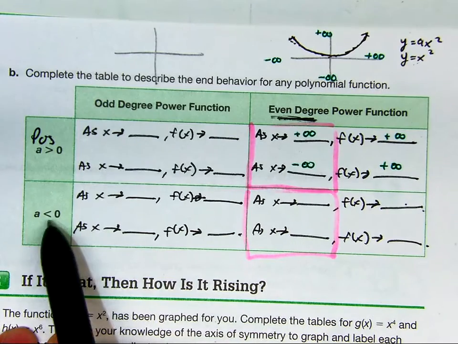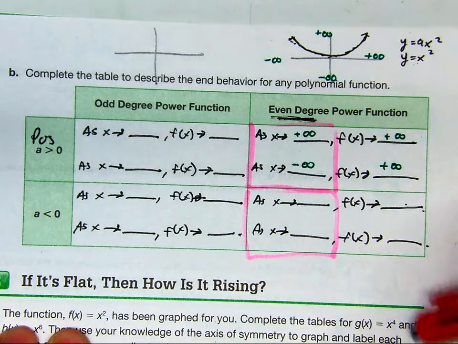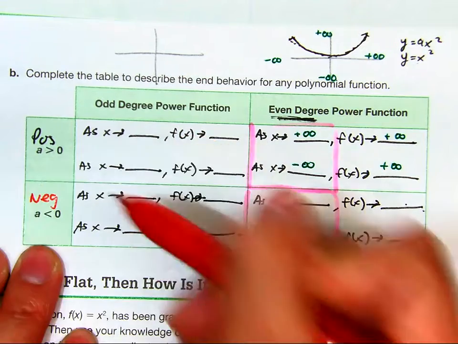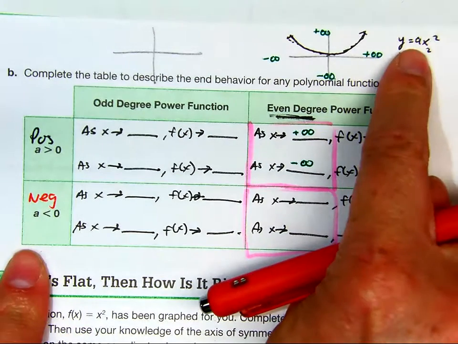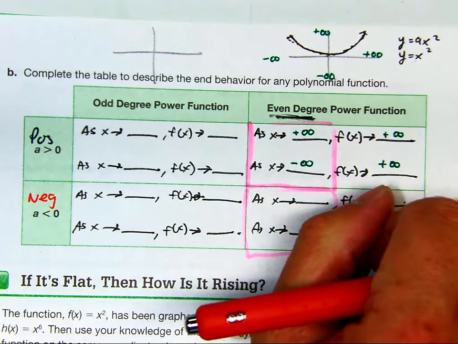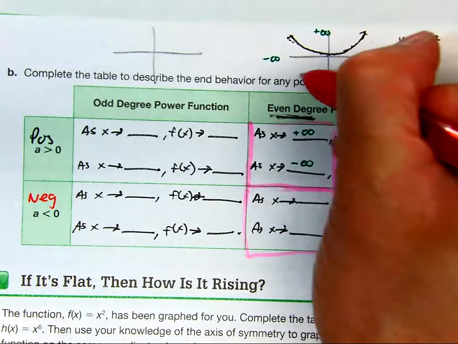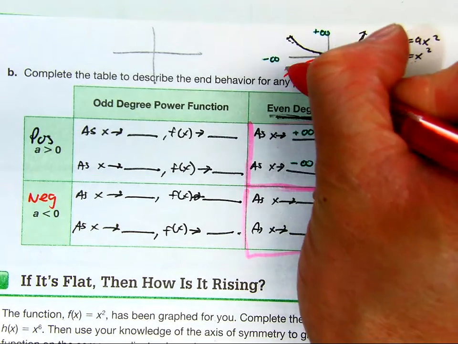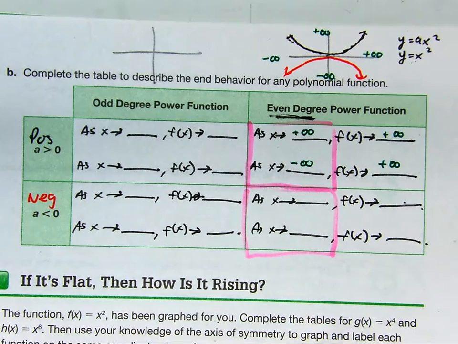When a is less than 0, that means what? Negative. So if this a value is negative, what would happen to our graph? It would go down.